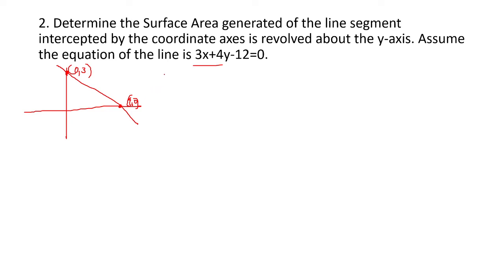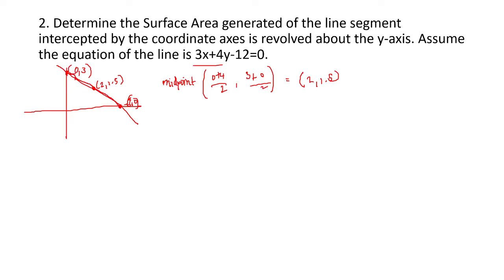Using analytic geometry, we are going to get the center for this. It's just the midpoint. So to get the midpoint, that's x is 0 plus 4 divided by 2, then y is 3 plus 0 over 2. So our midpoint is just at (2, 1.5). And then, we are going to get the length of this line.